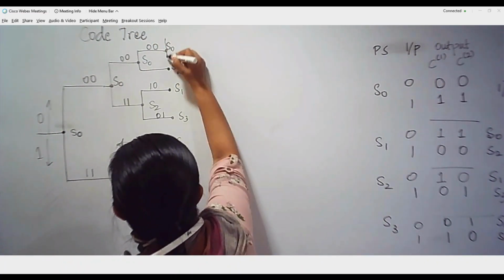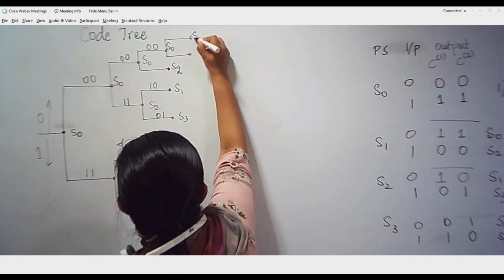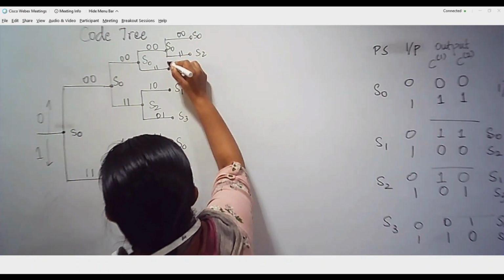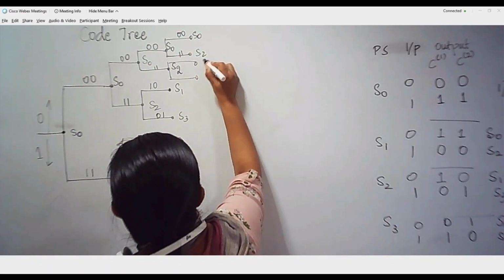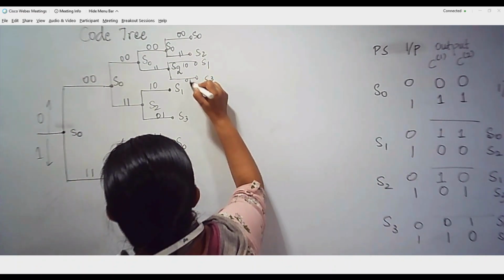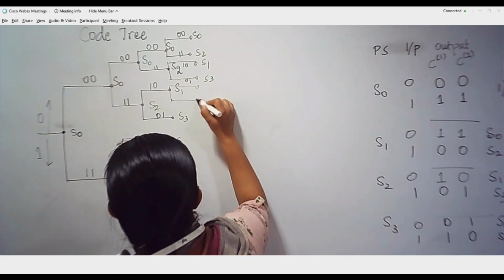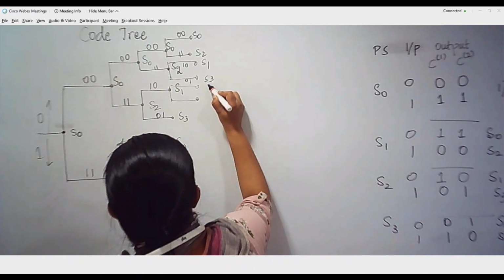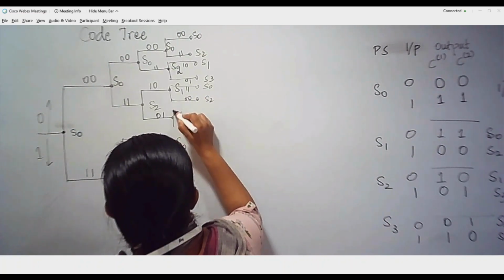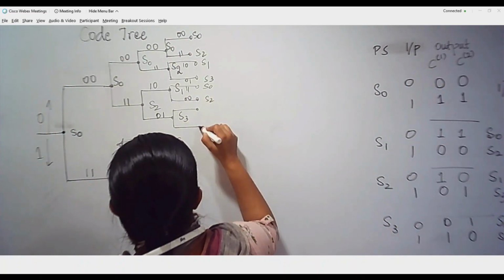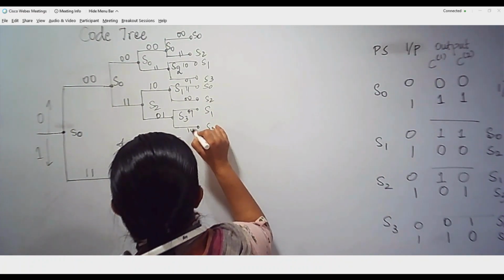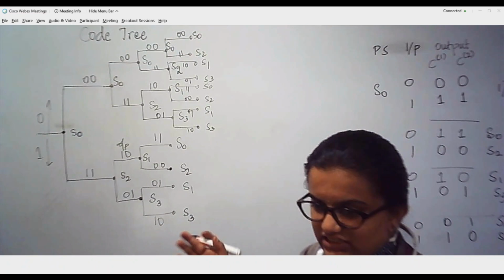You can expand this. From S0 again you go to S0, S2 with 0, 0 and 1, 1 as the output. From S2 you can split again. You can go to S1 and S3 with the outputs 1, 0 and 0, 1. And from S1 you can split again, you can go to S0 and S2 with the outputs 1, 1, 0, 0. From S3 you can go to again S1 and S3 with the outputs 0, 1, 1, 0. So like this you can go on extending this.